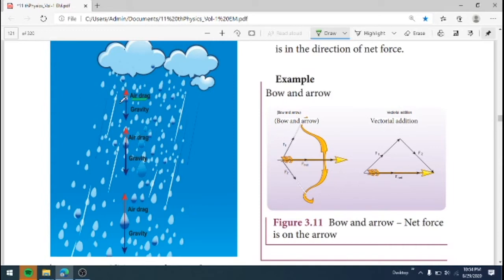That concept we know. But if a medium is present, air is present, that air may exert certain resistance on the falling of the object. That is called air drag. But that air drag acts upwards. See here, it increases by the time it reaches the ground. As the raindrop comes towards the ground, the air drag increases. At a particular stage you may see that the upward air drag force and the downward gravitational force get cancelled.